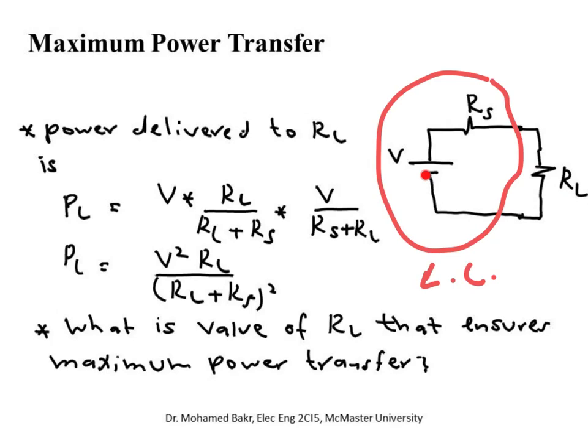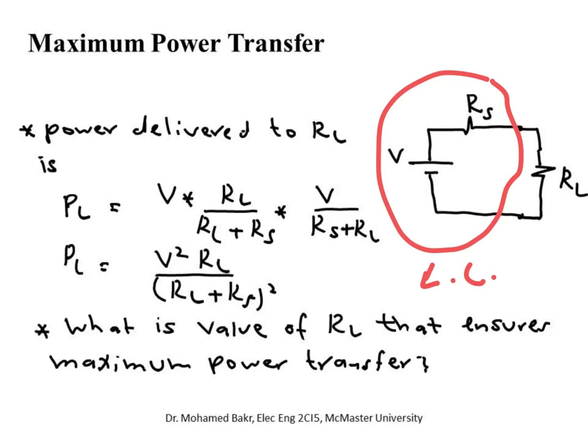We have an equivalent circuit. We have a voltage source, and its own resistance RS in series with RL. What is the power delivered to RL? The power delivered to any load, as we know from chapter 1, is the current flowing in this load multiplying the voltage across this load. The current flowing in this load is V over RS plus RL. So this is the current. The voltage across this load, we have a voltage divider, so V multiplying RL over RL plus RS. So this is the voltage across the load, and this is the current through the load. If you multiply them, you get V squared RL over RL plus RS squared.